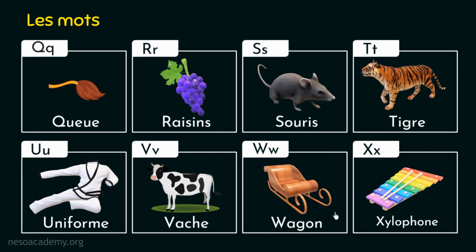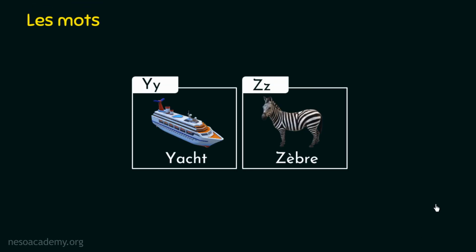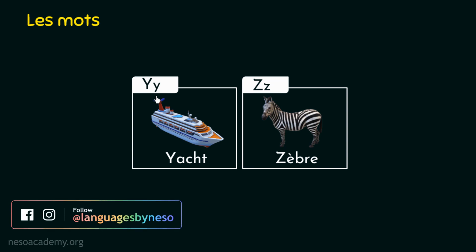Now have a look at the 24th alphabet, that is X. And the French word associated with this alphabet is pronounced as xylophone. Xylophone. And now let's talk about the 25th alphabet, that is Y. And the French word associated with this alphabet is pronounced as iot. And we can easily identify the meaning from the picture, it is a yacht.